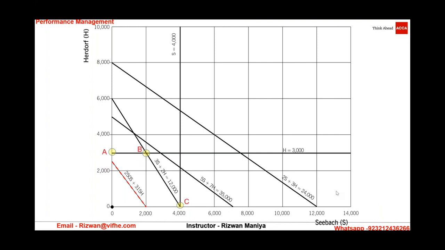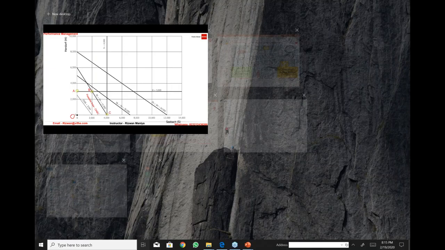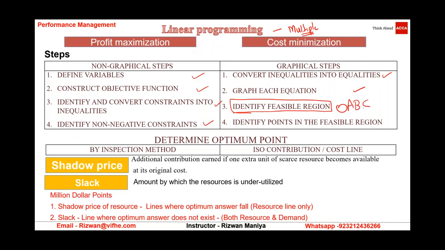These are the points, and the feasible area is OABC. So this is the origin, and OABC is the feasible area. As I mentioned, the most inner region is the feasible area, and the steps say that once you have found out the feasible area, which is OABC, then identify the points in the feasible area. So the points means the corners of the feasible area.